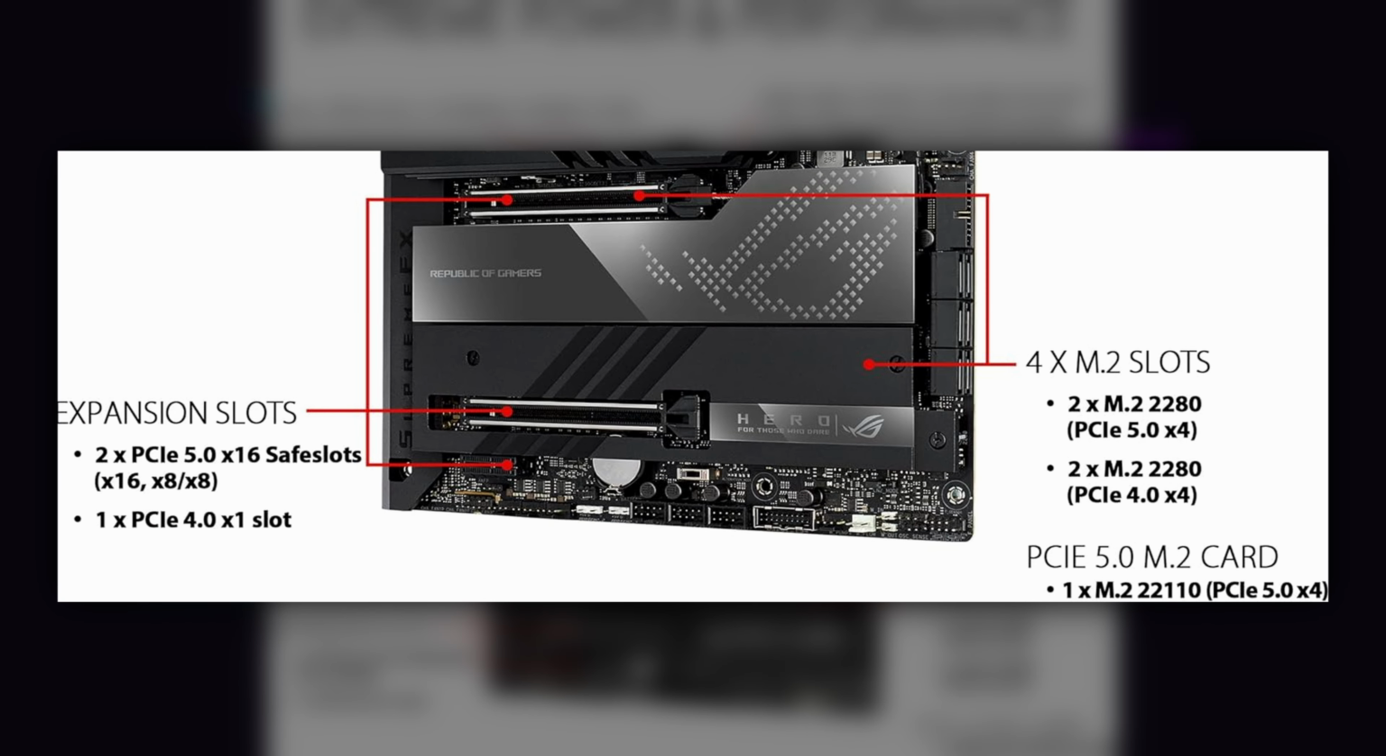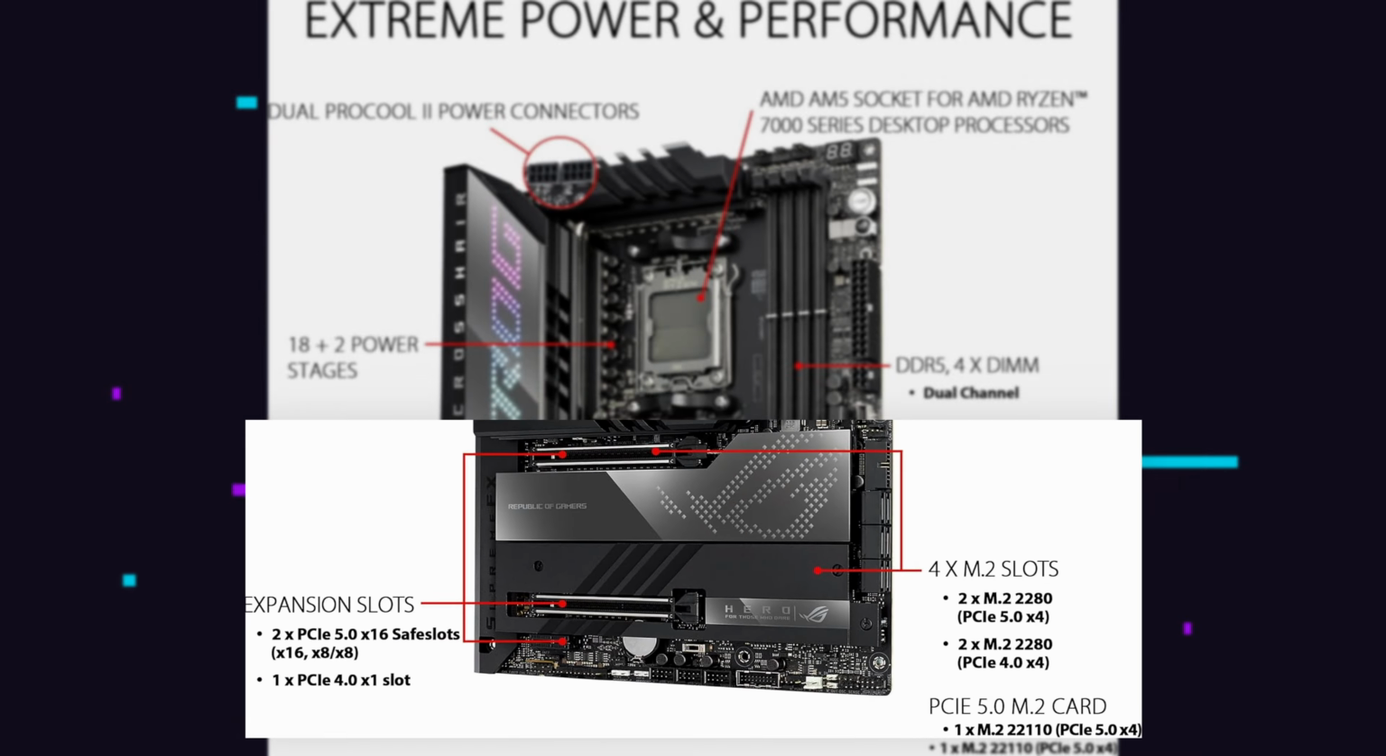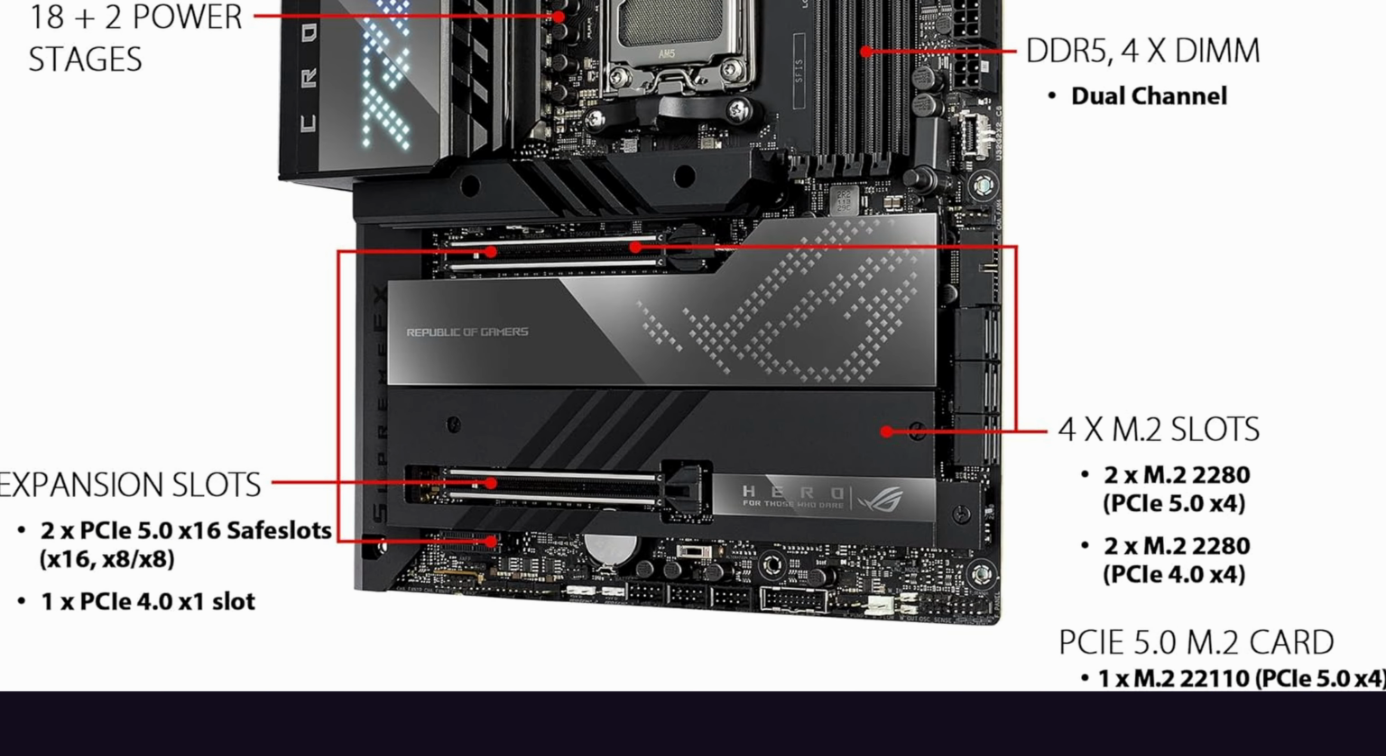Then we have expansion slots. These expansion slots could either be in the form of PCIe slots or M.2 slots. PCIe slots are for GPUs, SSDs, or other expansion cards, and they vary in size, which could either be x1 or x4 or x8 or x16, and they also vary in terms of generation. So you could see a PCIe Gen 4.0 slot or a PCIe Gen 5.0 slot.